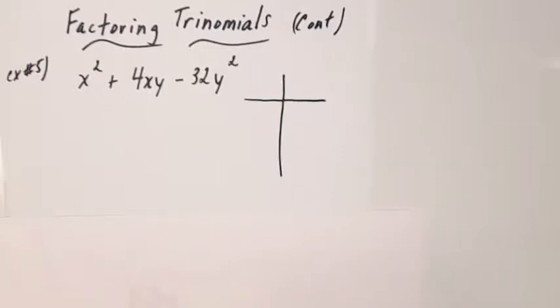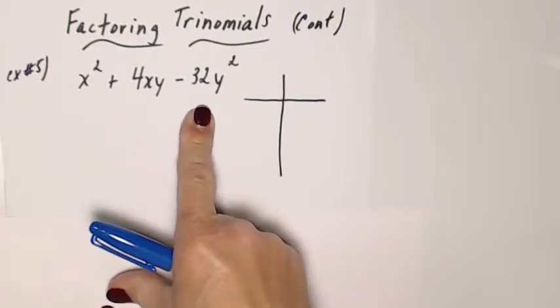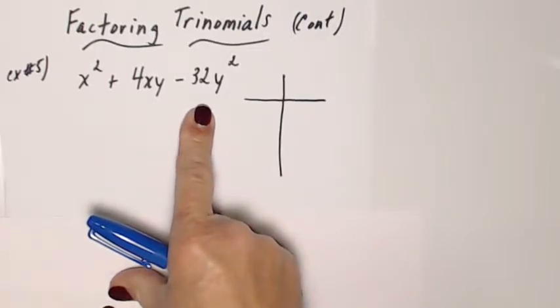Finish up with this factoring trinomials by looking at the last two examples on the sheet that I gave you, examples number 5 and number 6. So looking at example number 5, we have x squared plus 4xy minus 32y squared.